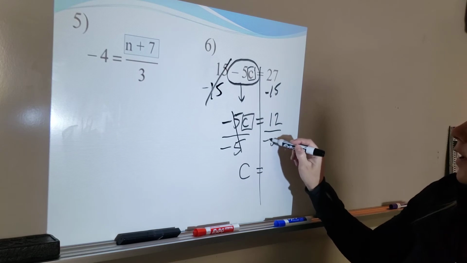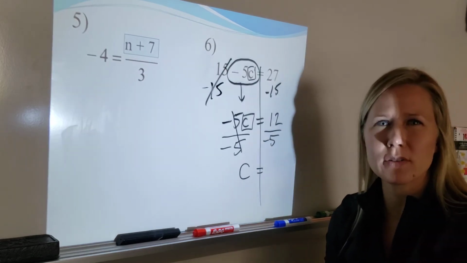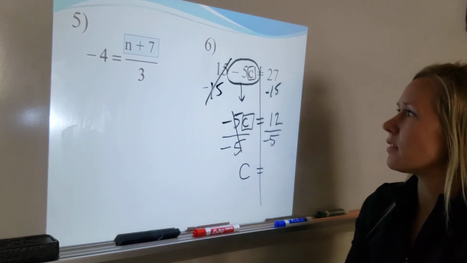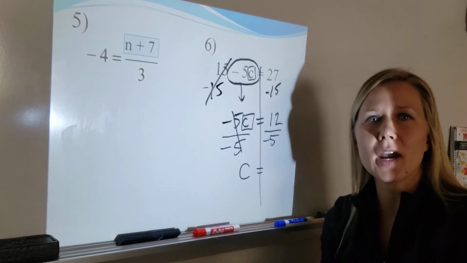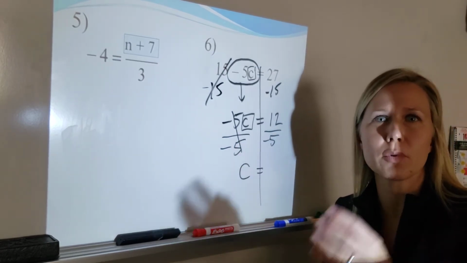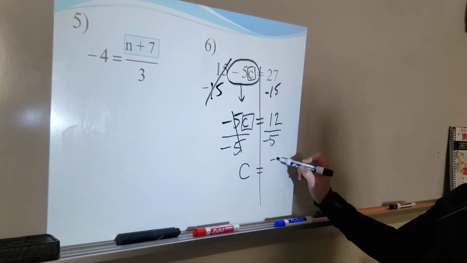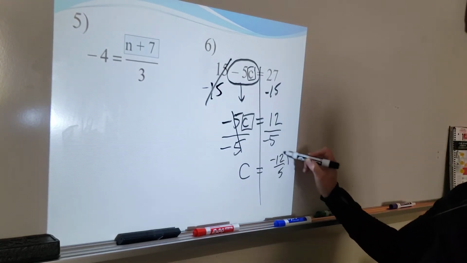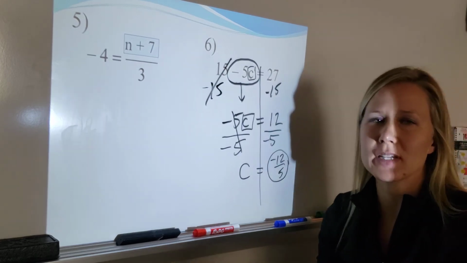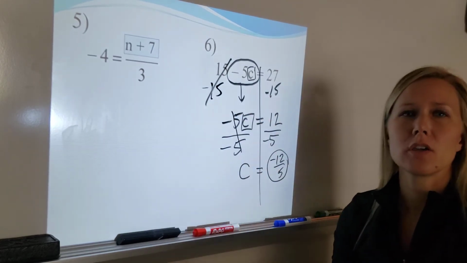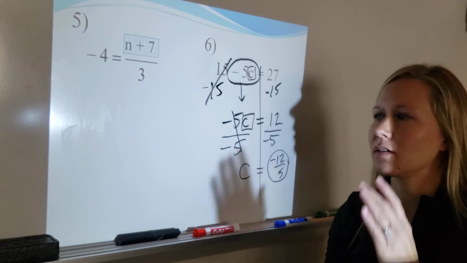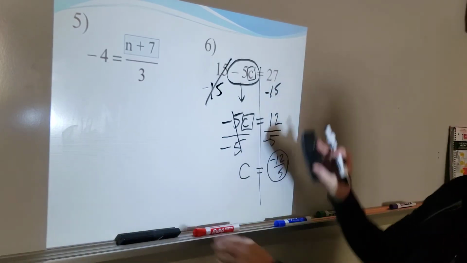Over here, negative 5. Okay, now do you see 12 is not divisible by 5? So in this case, it's just showing you that you're not always going to get a perfect whole number or integer for your answer. We may get an improper fraction. And you can just leave it as negative 12 fifths. Or, you could always change it to a mixed number, but it's not necessary. So sometimes you're going to get something that's not exactly a perfect, nice answer. Okay.